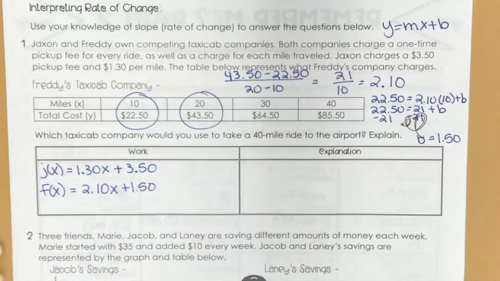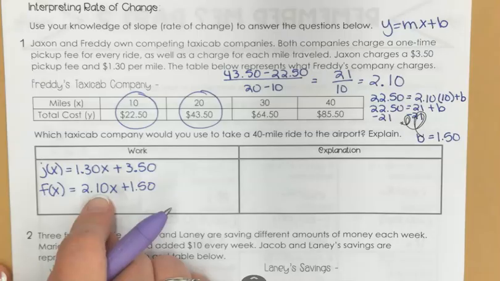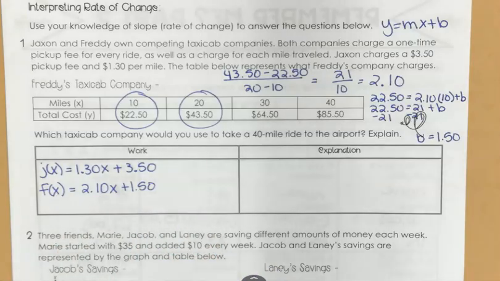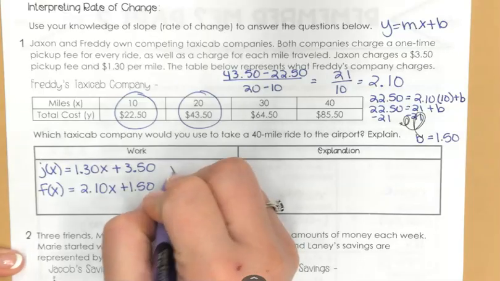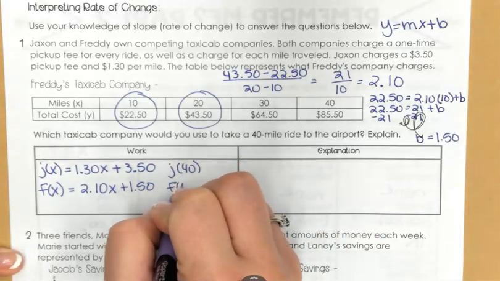Now, when you just look at these, you might think one way or the other, well, Freddie has a lower pickup fee, but his mile fee is higher. So which taxi cab company is more efficient is going to depend on how far you're going. So if I'm taking a 40-mile ride to the airport, in order to accurately compare those, I would want to find j of 40 and f of 40.